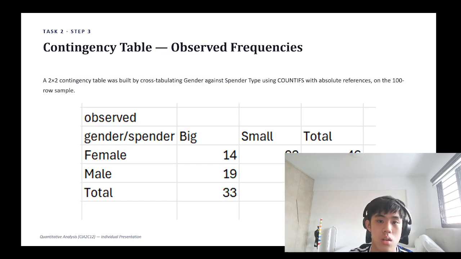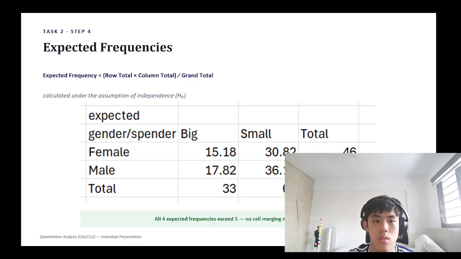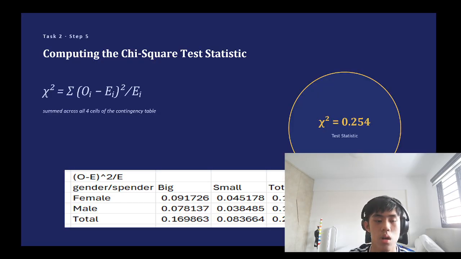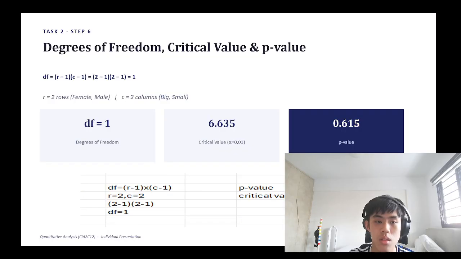This is the observed frequency from the contingency table, and this is the data that we observe. And this is the expected frequency table, where we took the row totals times the column totals divided by the grand total. Over here is the overall chi-square, and we found out that.